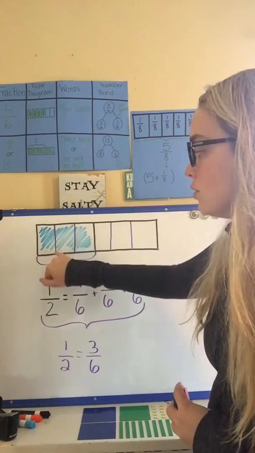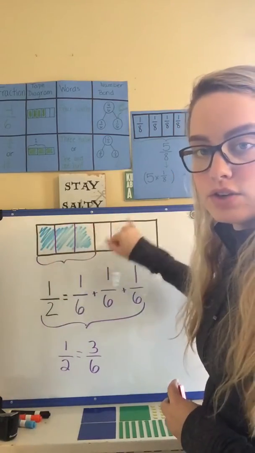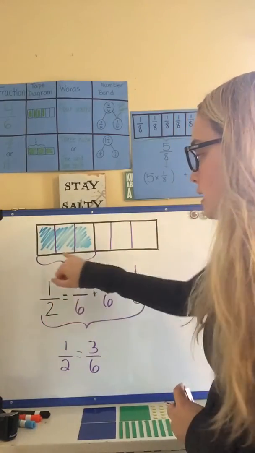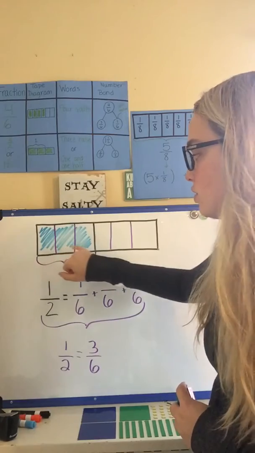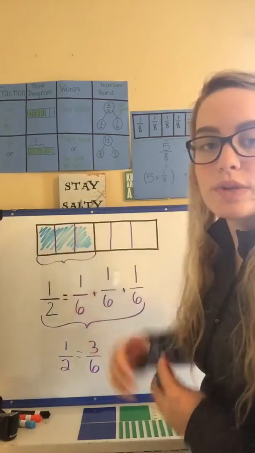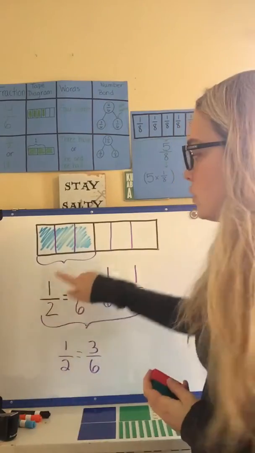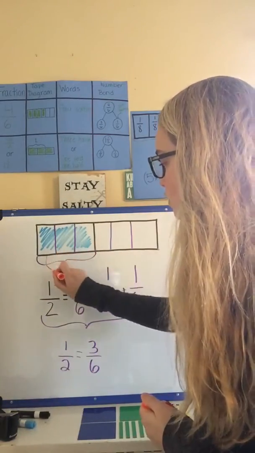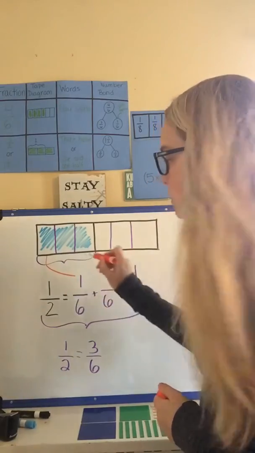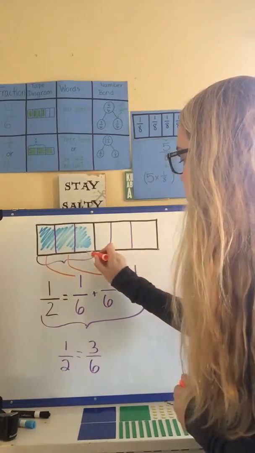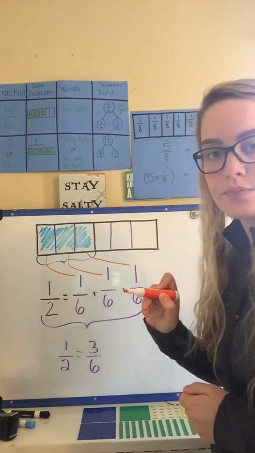After we decomposed by adding more lines to create equal sections or equal groups, giving us 6. 1, 2, 3, 4, 5, 6. The same amount was still shaded in. So we saw that there was 1/6 plus 1/6 plus 1/6.